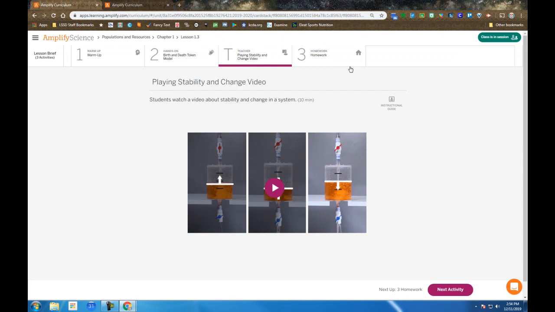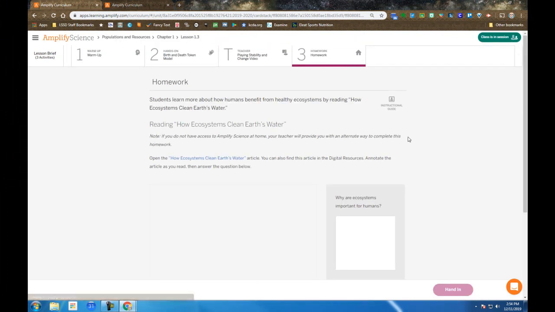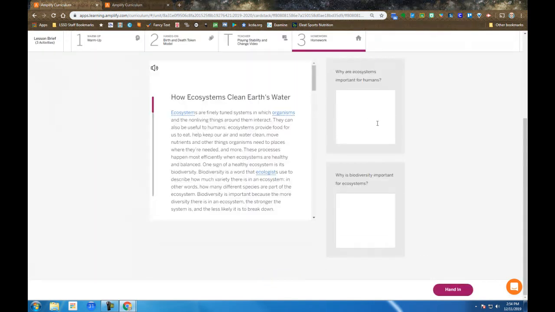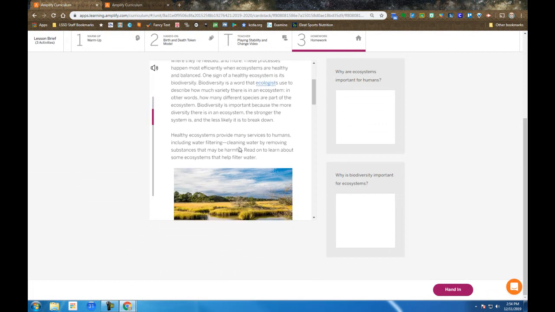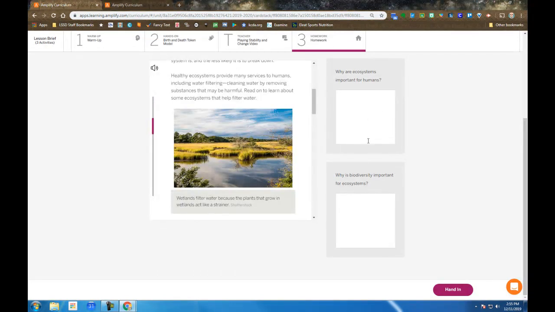And in the final step of the lesson, you're going to come back to how ecosystems clean Earth's water. They're going to pose two questions to you. It's recommended you read the questions, you head into the article, and you annotate so you can retrieve responses to the questions, come back, type them in, hand it in, and you've completed the lesson.